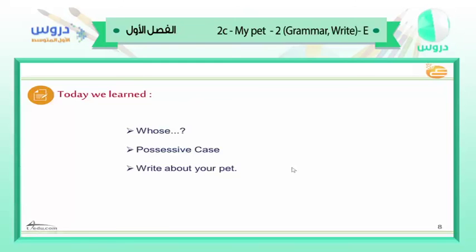Now I want you to take a piece of paper and try to write about your pet. If you don't have any pets, you can write about any animal. Okay, I saw a rabbit. It was such and such, and continue. You can say my friend has a dog, for example. He has got, or his name is, and so on. So I want you to write about a pet, an animal, your friend's pets, and so on.